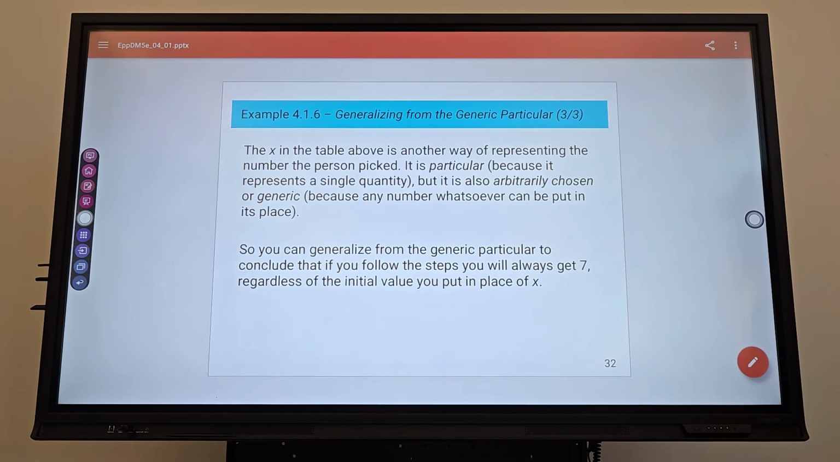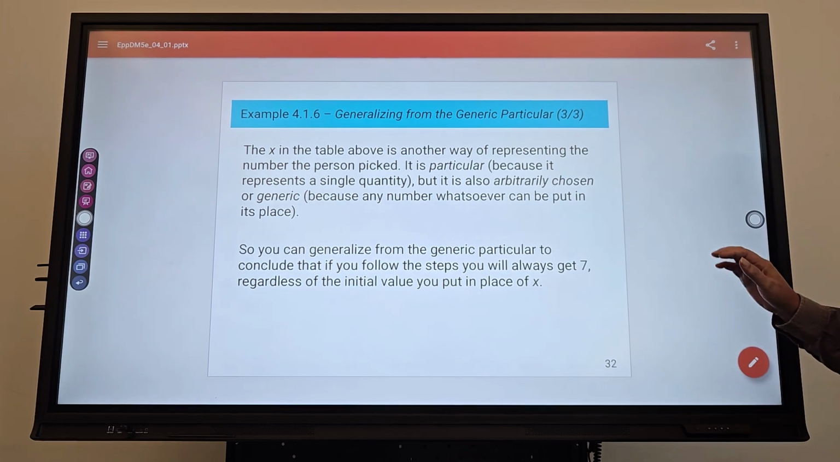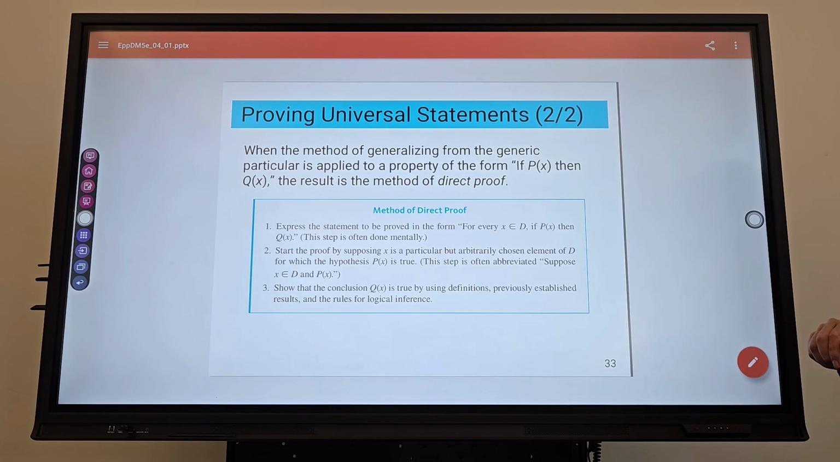So you can generalize from the generic particular to conclude that if you follow the steps, you will always get 7, regardless of the initial value you put in place of X. When the method of generalizing from the generic particular is applied to a property of the form if P of X then Q of X, the result is the method of direct proof.